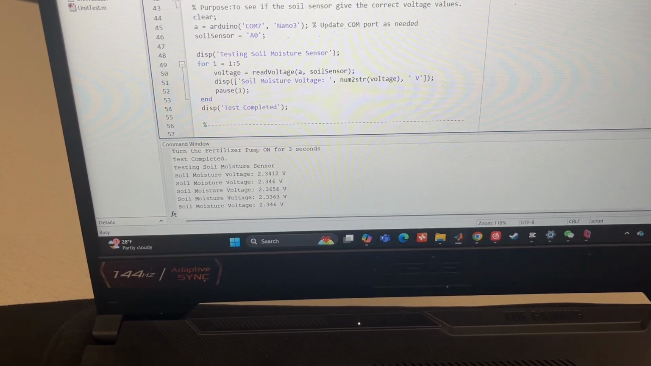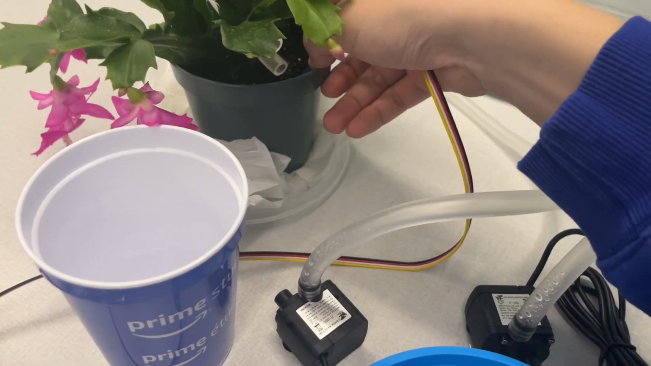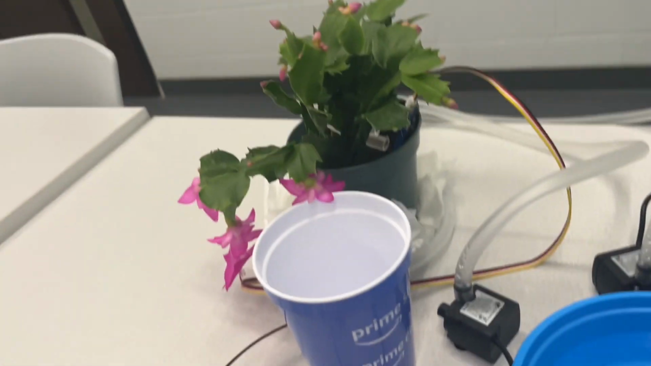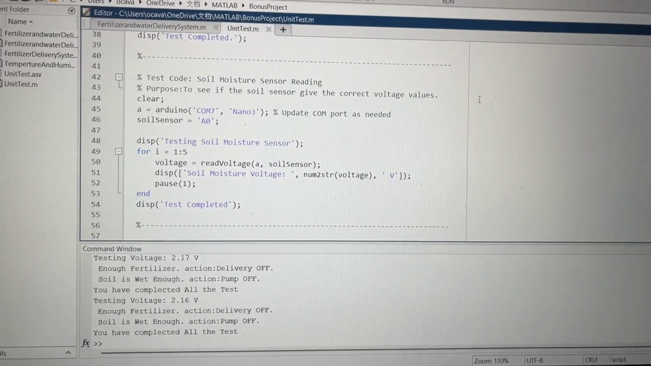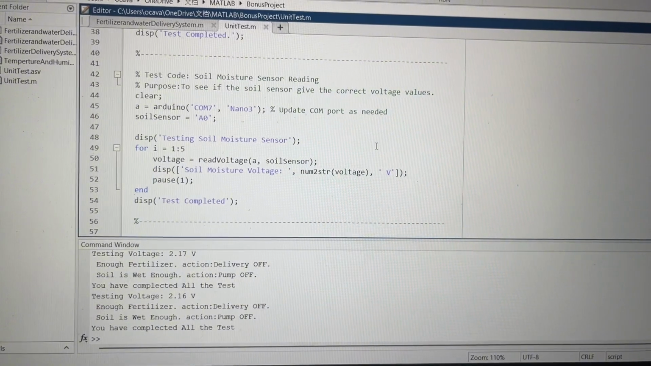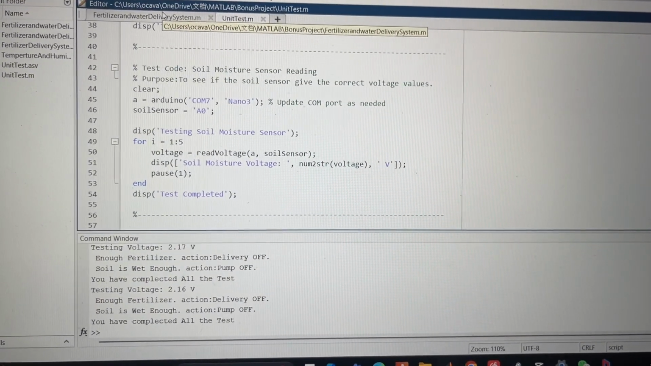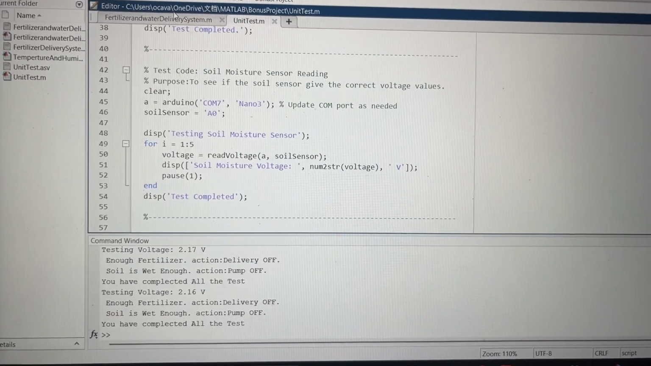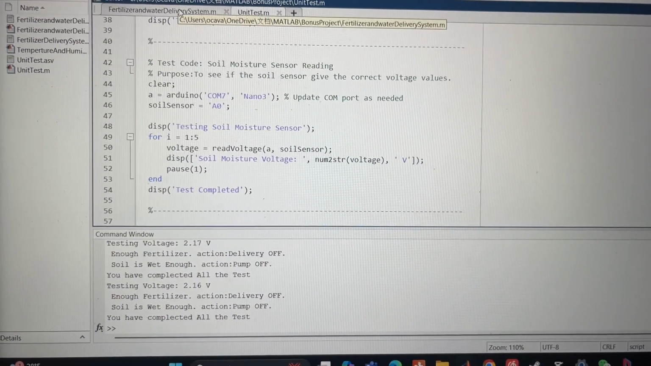And now it's going to be testing the soil moisture sensor to see if it's working at the correct voltage and getting the correct data it should be getting. And then also testing the looping system by putting in different voltage numbers. Here, as you can see, one is 2.17 and one is 2.16, and it checks if the soil is wet enough, so the pump is on, so no water pump is needed, there's enough fertilizer, so no fertilizer is going to be pumped from the pump.